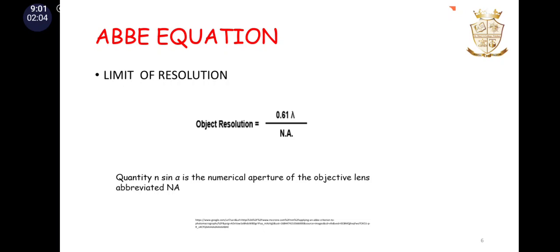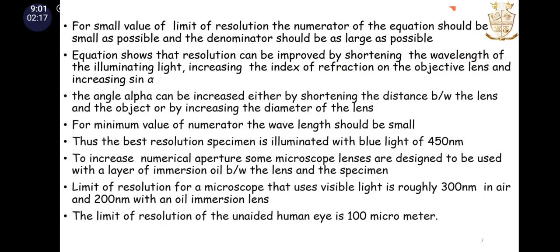Using the Abbe equation, the limit of resolution can be calculated: resolution equals 0.61 lambda divided by NA. The quantity n sin alpha is the numerical aperture of the objective lens, abbreviated as NA. For a small value of the limit of resolution, the numerator of the equation should be as small as possible and the denominator should be as large as possible.